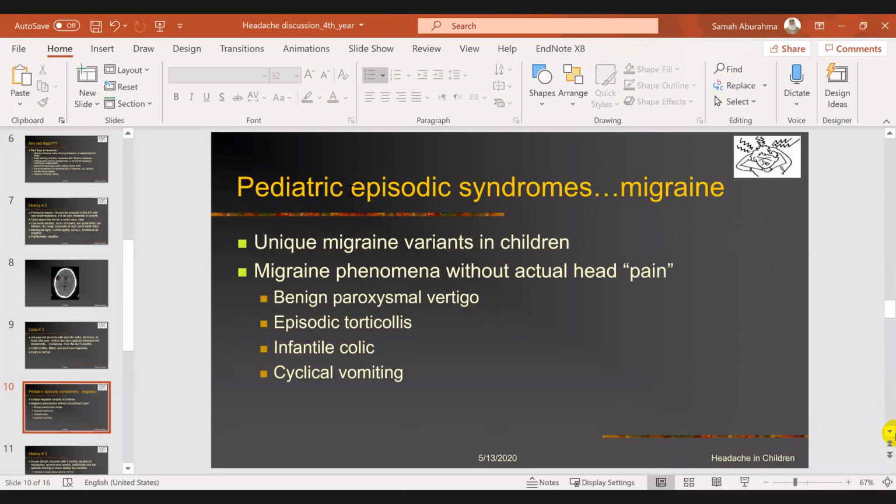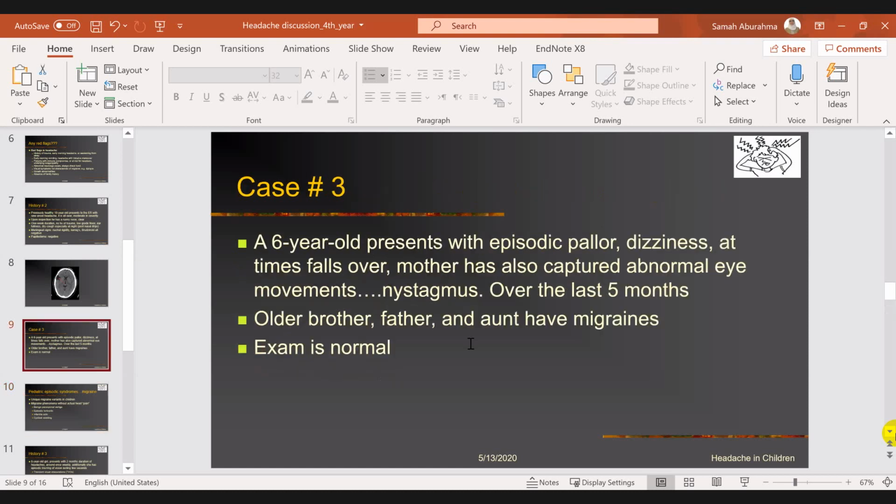So episodic syndromes are a unique situation for children where they might have migraine phenomena without the actual head pain. The most common is benign paroxysmal vertigo, which looks like this, okay? It's actually vertigo. The child looks pale. He feels like he's going to vomit. He's dizzy. Sometimes he may have nystagmus. There's no loss of consciousness usually, okay? Of course it's very helpful when you have a history of migraine, family history of migraine, okay? So this 6-year-old, when he becomes 12 years old, for example, this benign paroxysmal vertigo will start to disappear and will be replaced by typical migraine phenomena, okay?